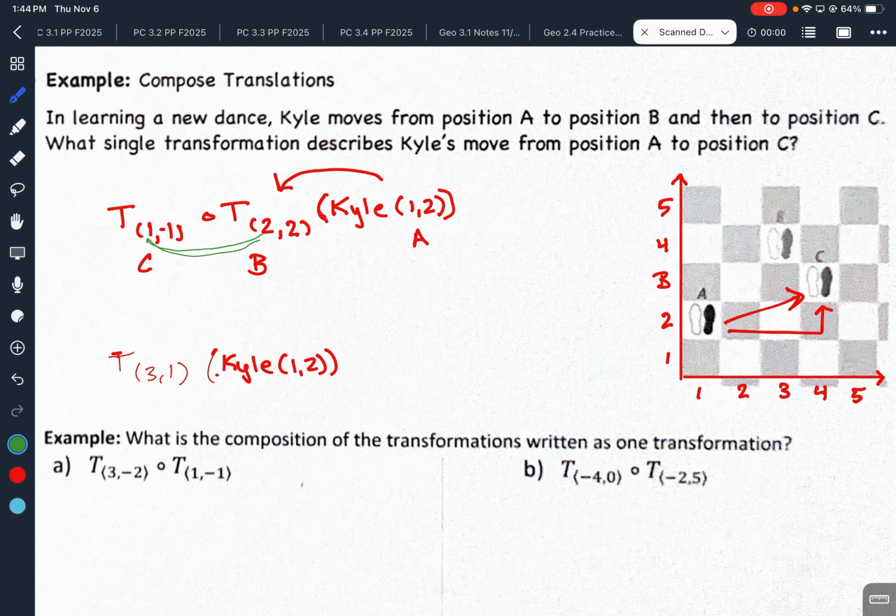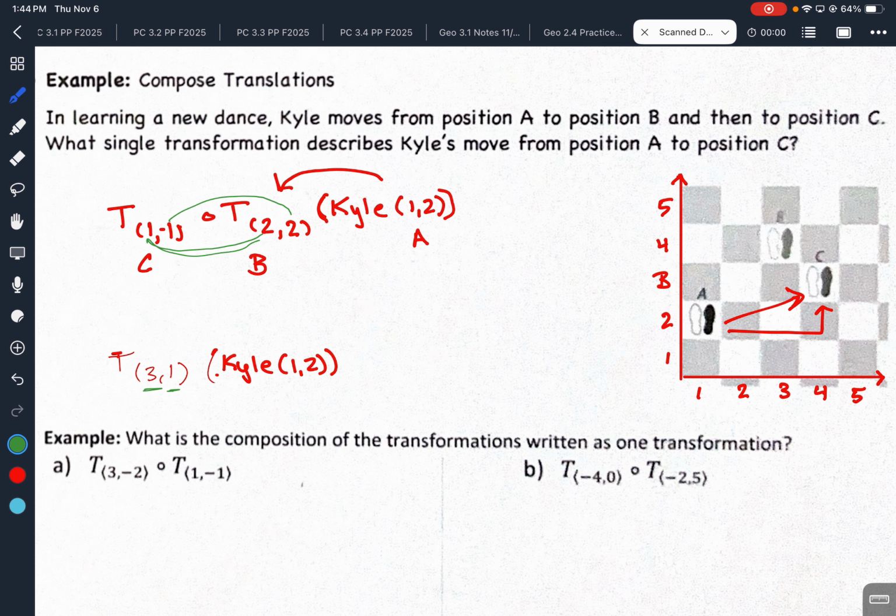So 1 plus 2 is what? 3. Is that what we got? Yep. And what are the y's? 1. Is that what we got? Yeah. So if I have the same rigid motion, can I combine them? Yes. Now, if I did a reflection and a translation, could I combine them like that? No. With a reflection and a translation, you would actually have to do the movement to figure it out. But here, when they're both translations, I can just add them.